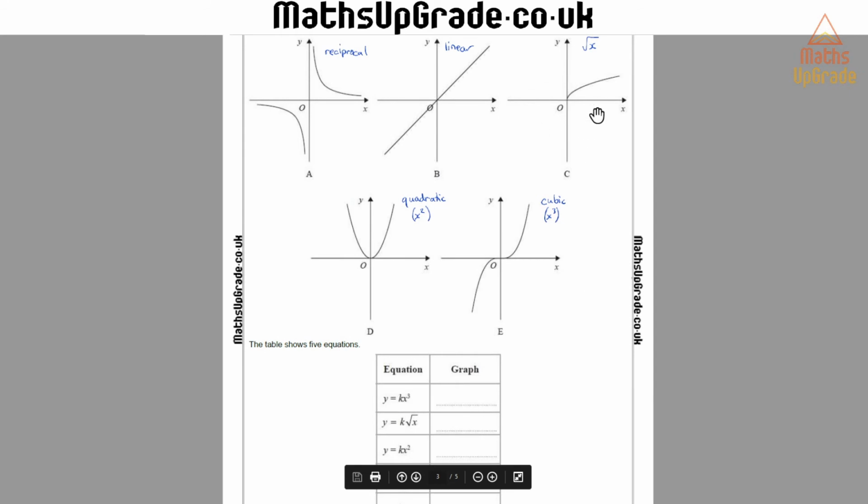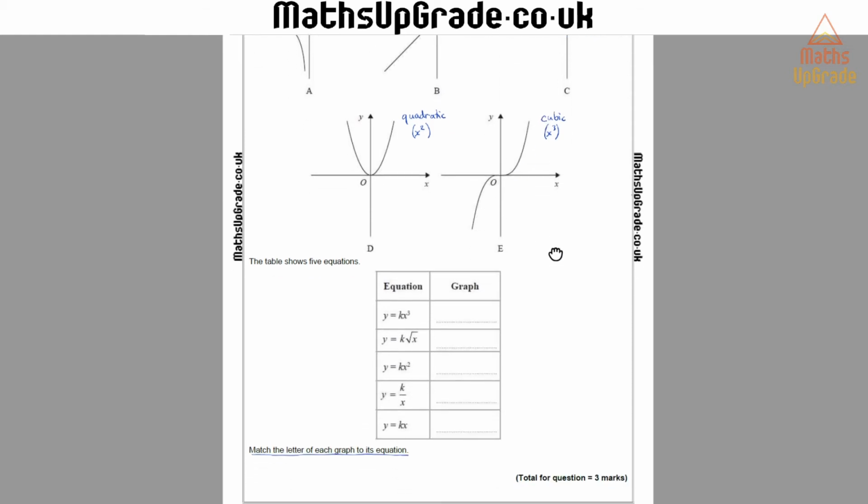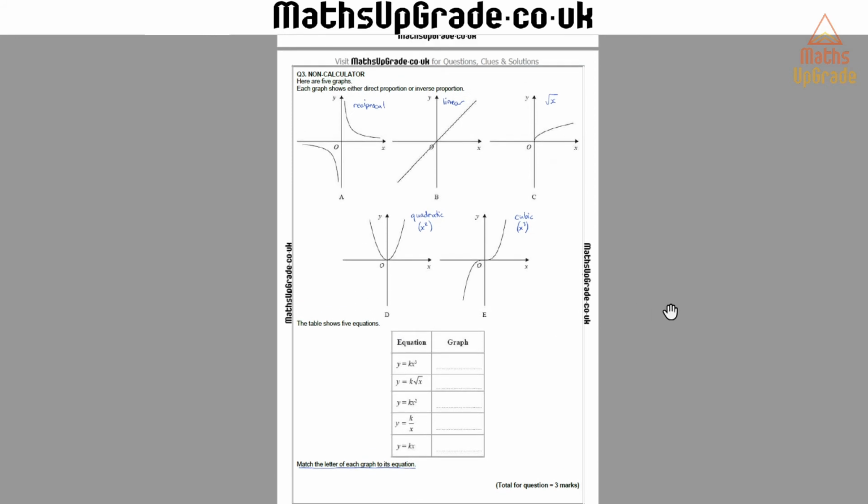Graph C, the square root one, so that's going to be this second one here, y equals k root x. Graph A is a quadratic, so you're looking for an x squared term, so that's this one here, y equals kx squared, which just leaves graph E, which is y equals kx cubed. So that question there was worth 3 marks.